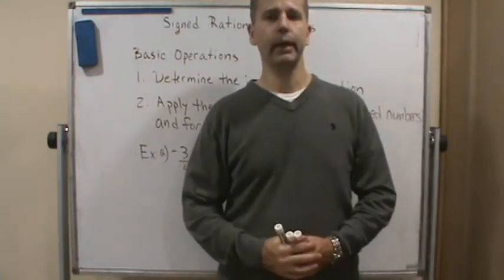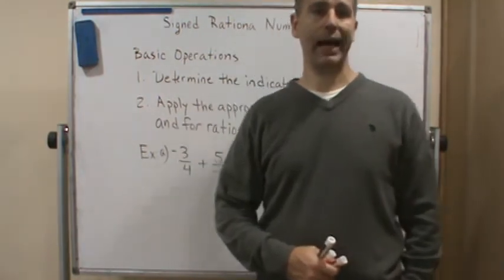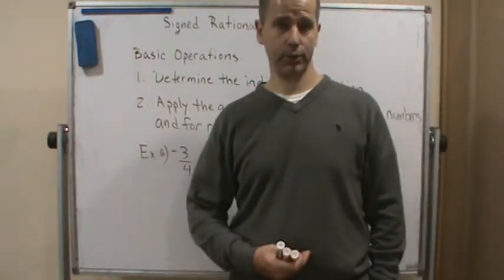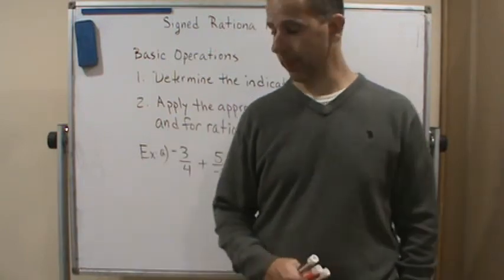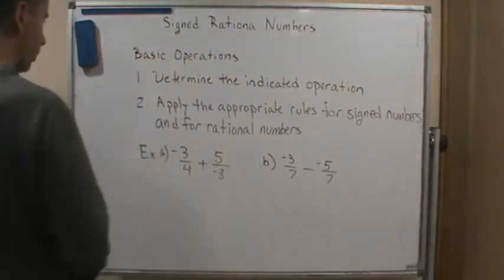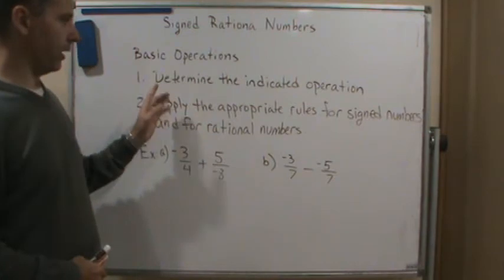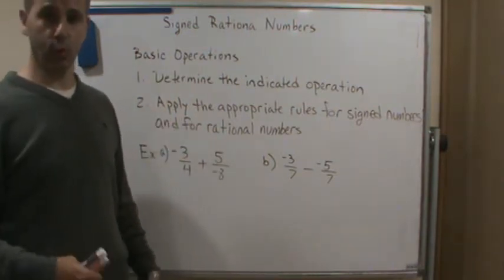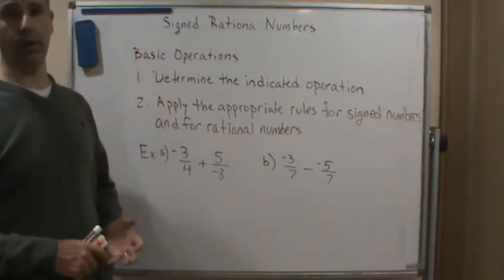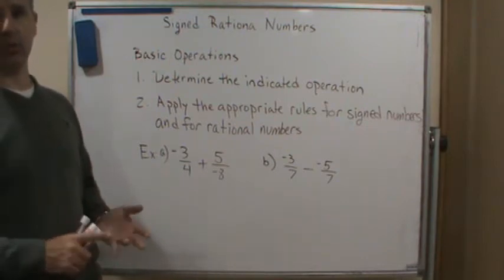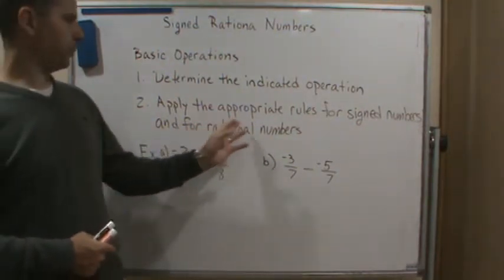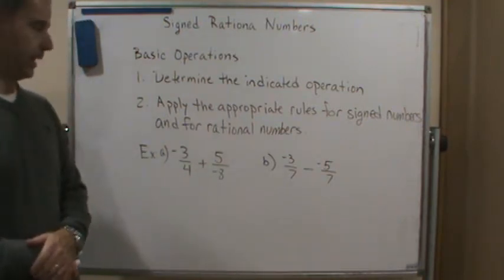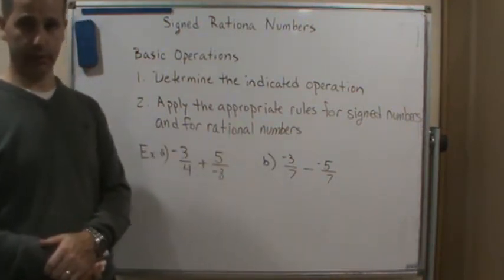Okay, so welcome. And in this video we're going to introduce how to perform basic operations using rational expressions or rational numbers. Okay, so to do the basic operations, step one is determine the indicated operation. What operation do they want you to do? Do they want you to do addition, subtraction, multiplication, or division? Okay, then apply the appropriate rules for signed numbers and for rational numbers that we talked about.